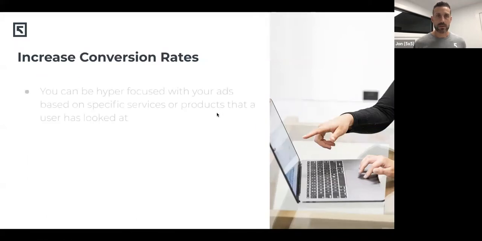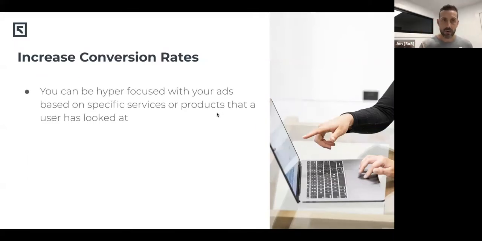What this can do is increase your conversion rates. It means we can be hyper focused with the ads based on specific products and services. So anything you can track in Google Analytics, you can display ads for. An example would be, we as an organization, 5x5, we build websites, we do search engine optimization, we do web development, we do a whole bunch of different things, right? If someone looks at a specific page on our website, we can then serve up ads that are very specific to one service.